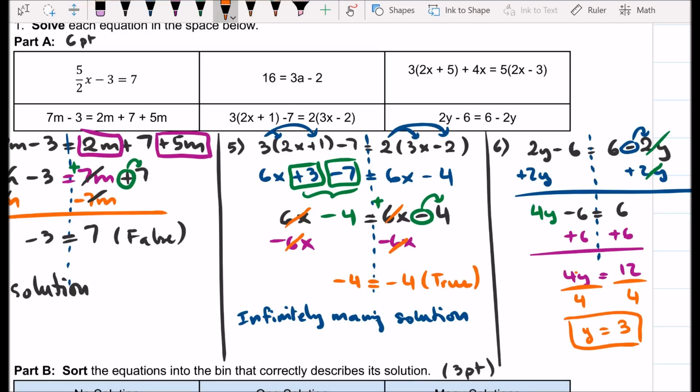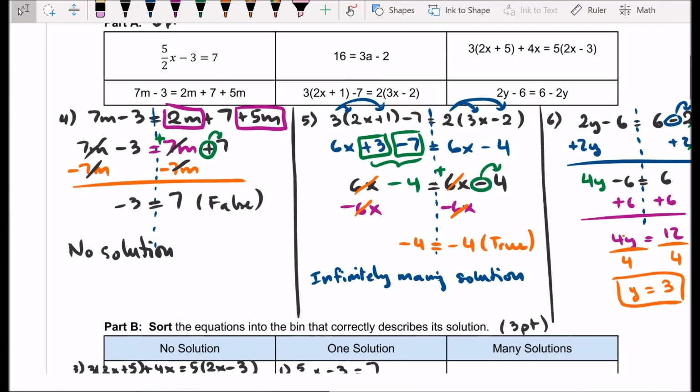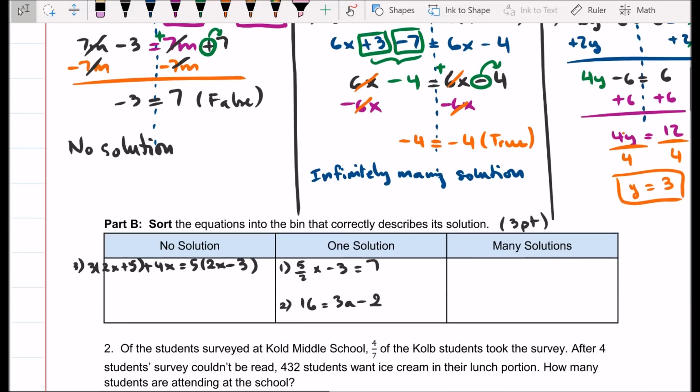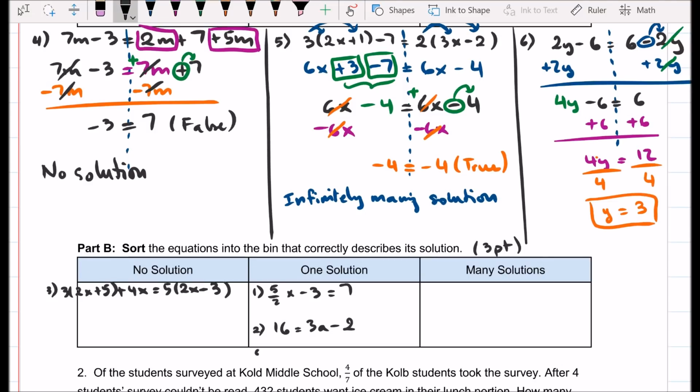So as you see in number 6, you might think it's infinitely many solutions, but as you see, it's not true. That's just one solution. That will add into my third column. Problem 6 will be 2y minus 6 equal to 6 minus 2y. And infinitely many solutions is problem 5. That will be 3 times 2x plus 1 minus 7 equal to 2 times 3x minus 2.